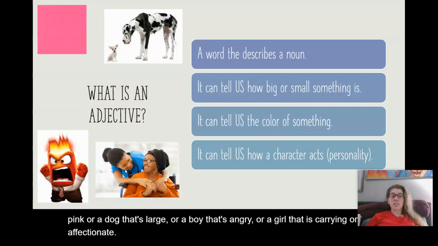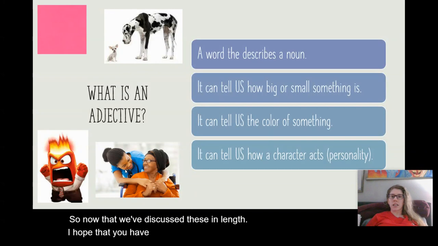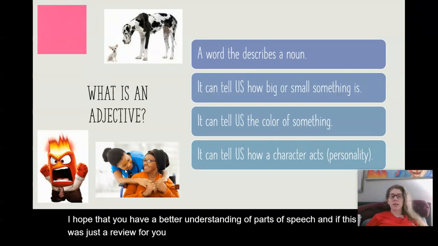So now that we've discussed these in length, I hope that you have a better understanding of parts of speech. And if this was just a review for you guys, that's great, because now you'll pass with flying colors for the next few activities.